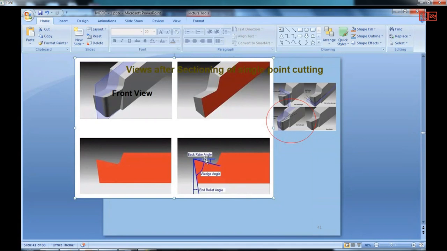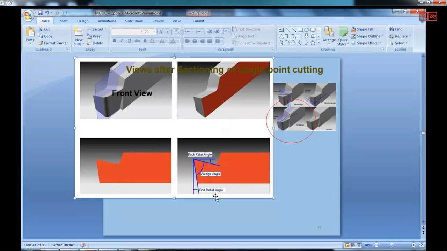So the rake angle, generally it will be back. That means it is inclined backward. So that is the reason it will be called as a back rake angle. In few cases where the cutting edge strength is required, only in that case it will be positive, otherwise it will be negative. And then this angle is called as the wedge angle. And then this angle is called as the end relief angle.